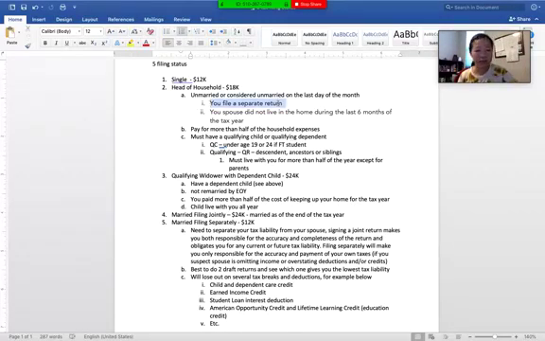You have to file a separate return. So your husband or spouse will be filing their own return. Your spouse did not, yeah, this is very important, your spouse did not live with you during the last 6 months of the tax year. Okay, so then you can be considered unmarried.